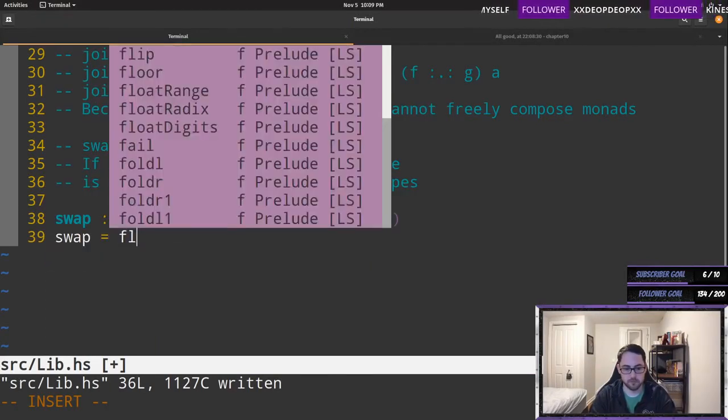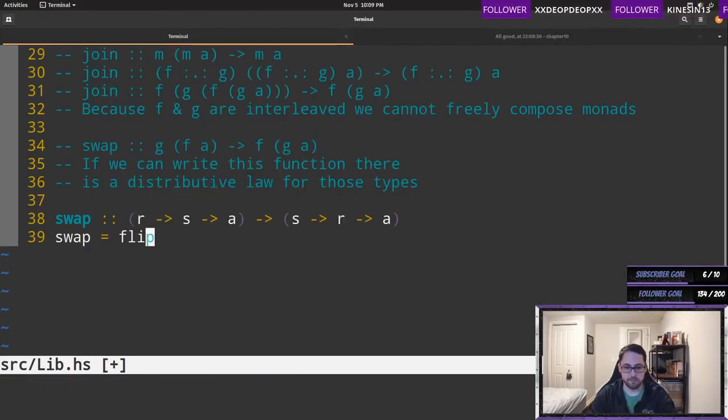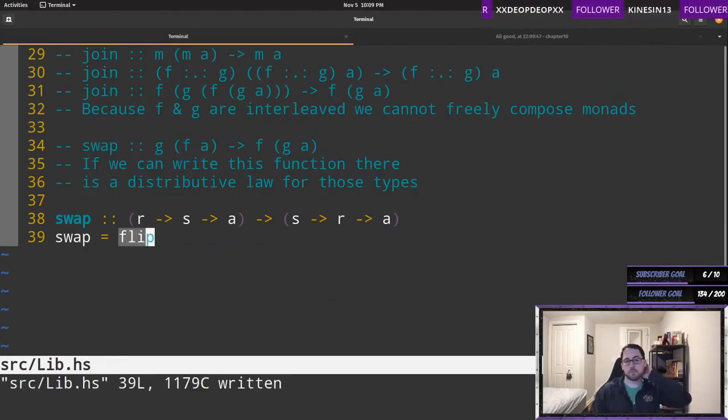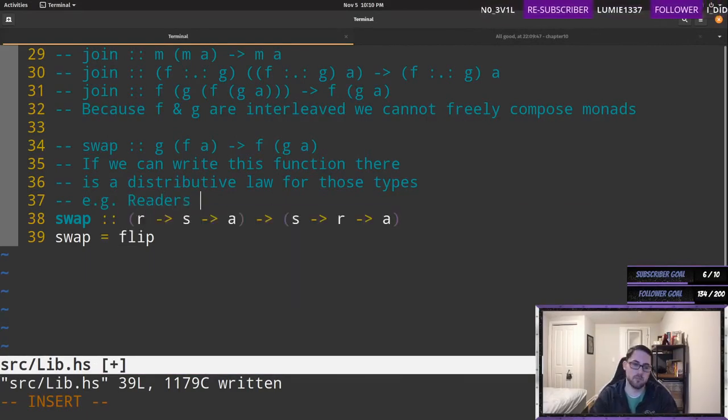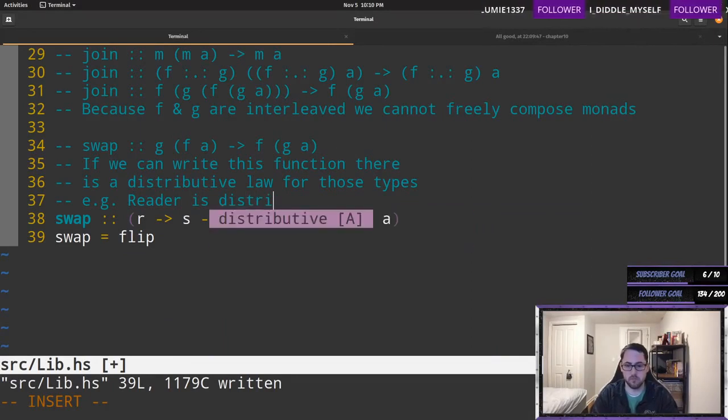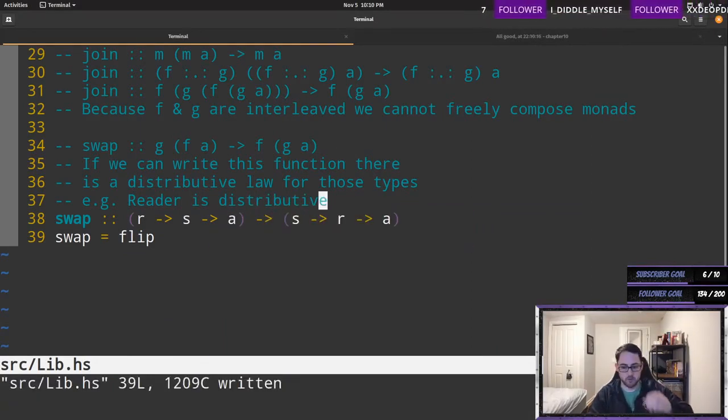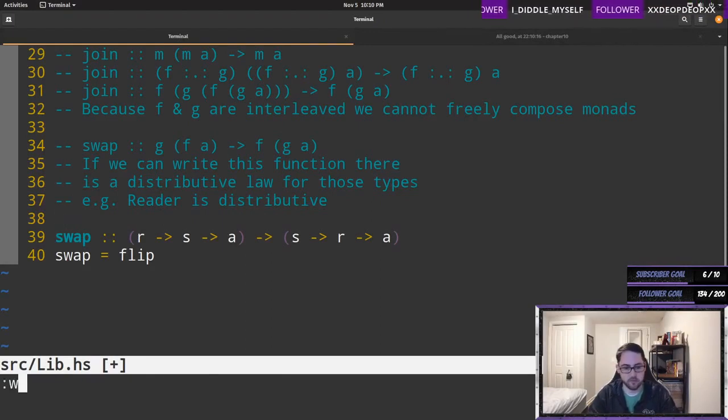Does this look familiar? I think it's flip. So, for example, reader is distributive.